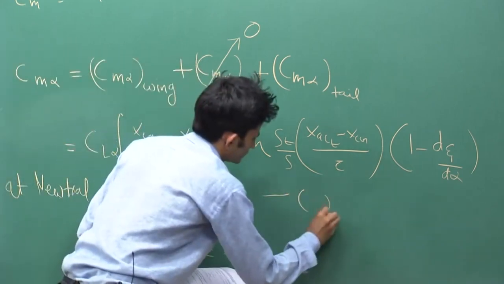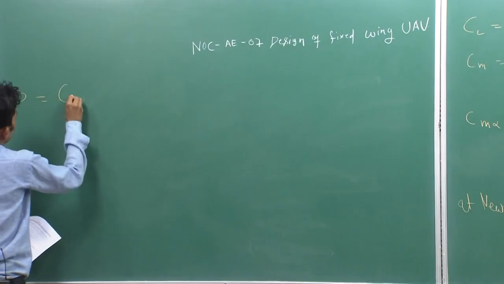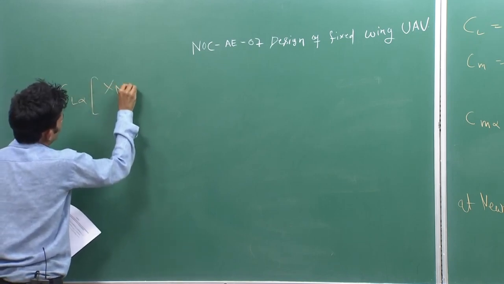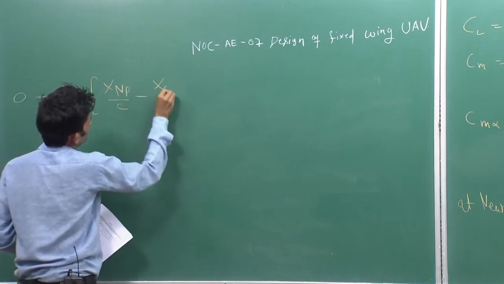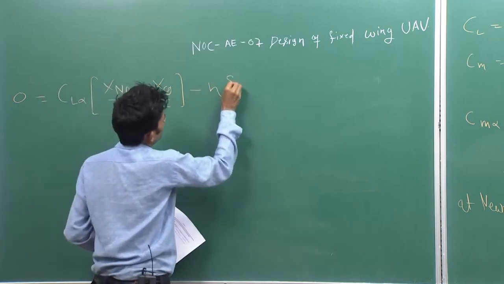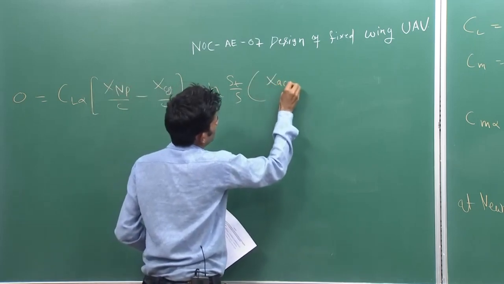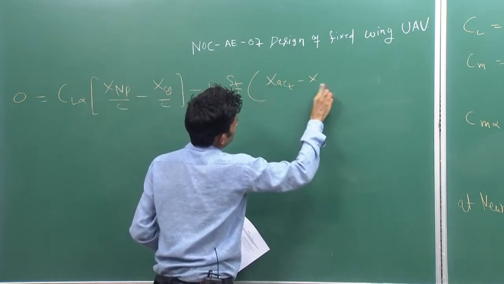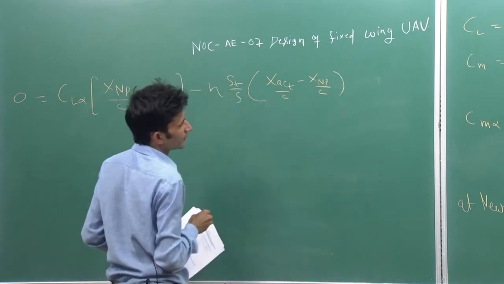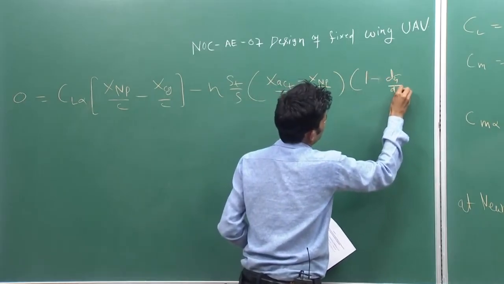Let us call it equation 1. So what you will get? 0 equal to CL alpha into (xnp by c bar minus xac by c bar) minus eta St by S into (xac of tail minus xcg, where xcg becomes xnp) and (1 minus dou epsilon by dou alpha).